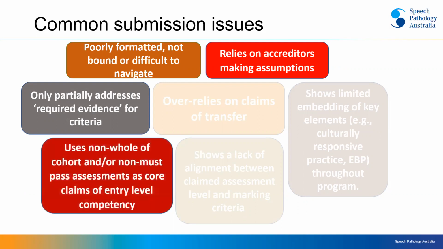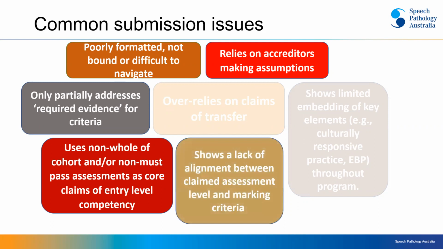The importance of whole-of-cohort and must-pass assessments have already been emphasised. As such, where universities submit as evidence assessments which do not meet these criteria as evidence for readiness for entry to the profession, accreditors will not be able to accept such claims. Similarly, accreditors will require clarification where claimed assessment level and marking criteria do not align. While some claims of transfer are expected, accreditors will question submissions where there is an over-reliance on transfer as evidence of core claims of entry-level competency.